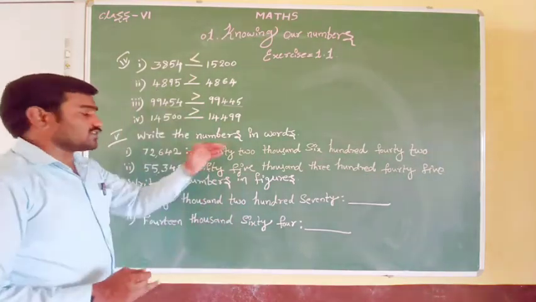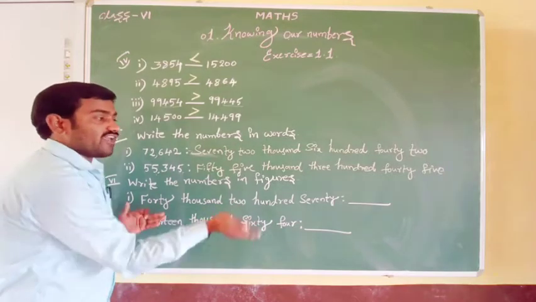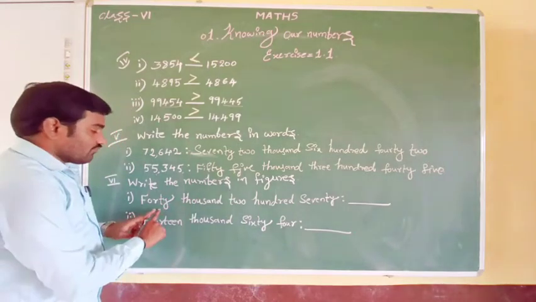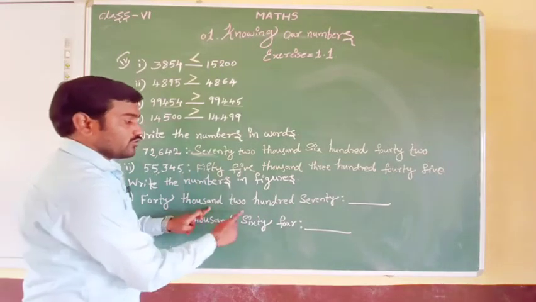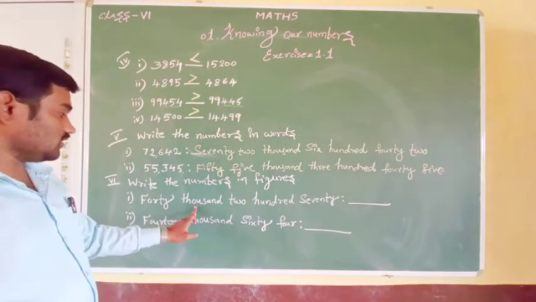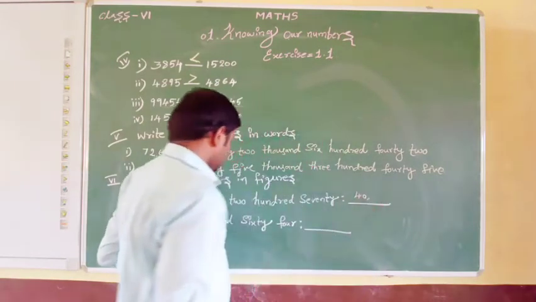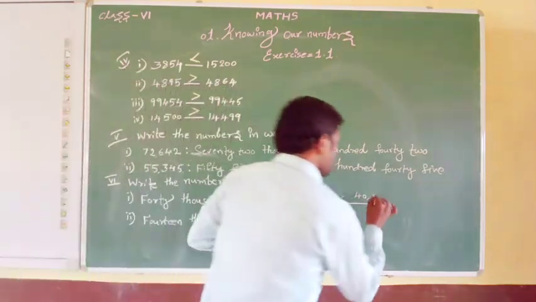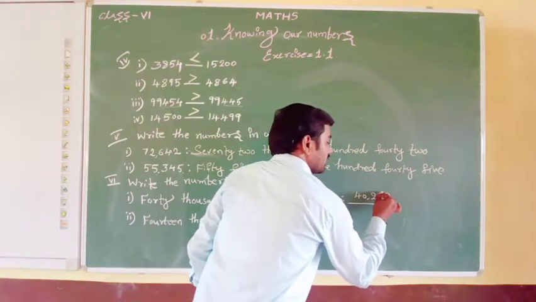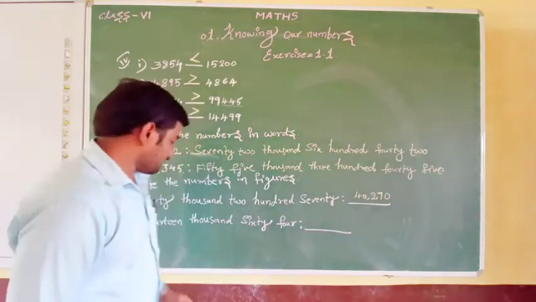Now next is quite the opposite. Here write the numbers in figures. That means they have given in the words and we have to write in the figures. Read carefully. According to that you write the answer. 40,270. So 40,000, let us write 40,000. 270. That means here we have to write the 70. Finished. 40,270.